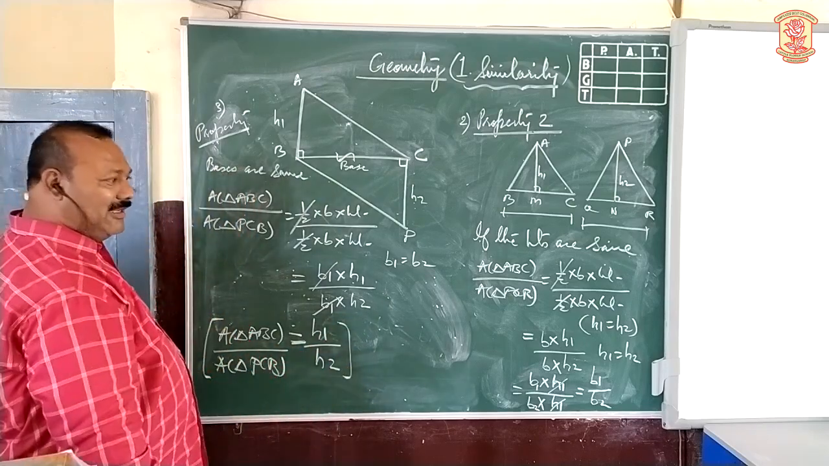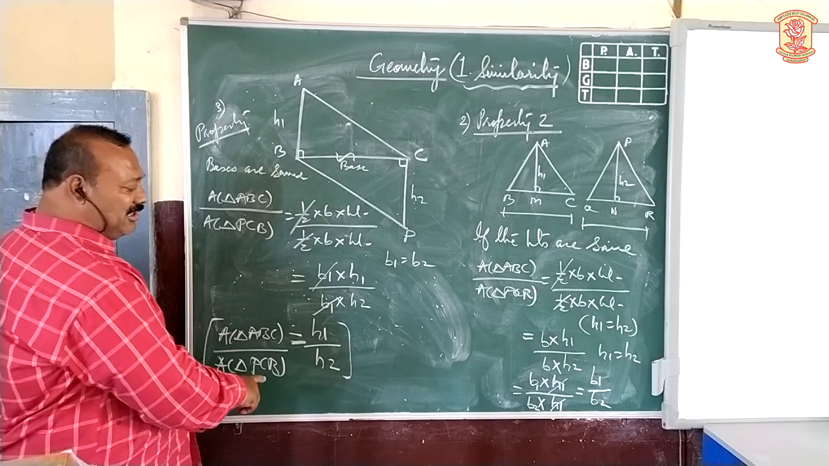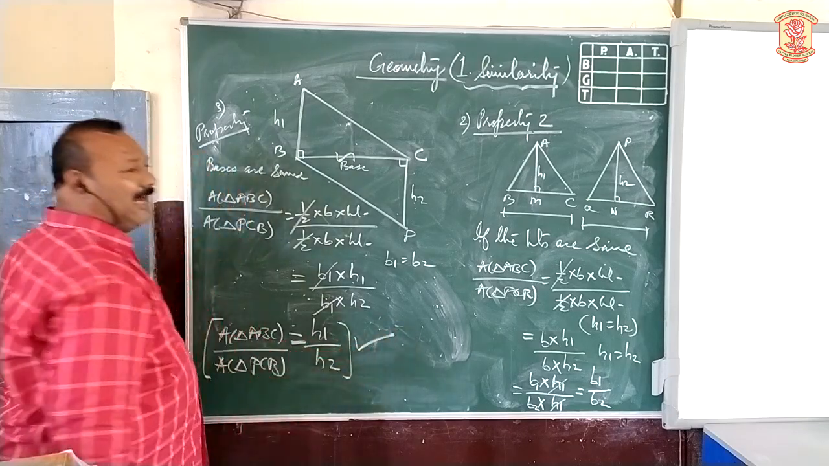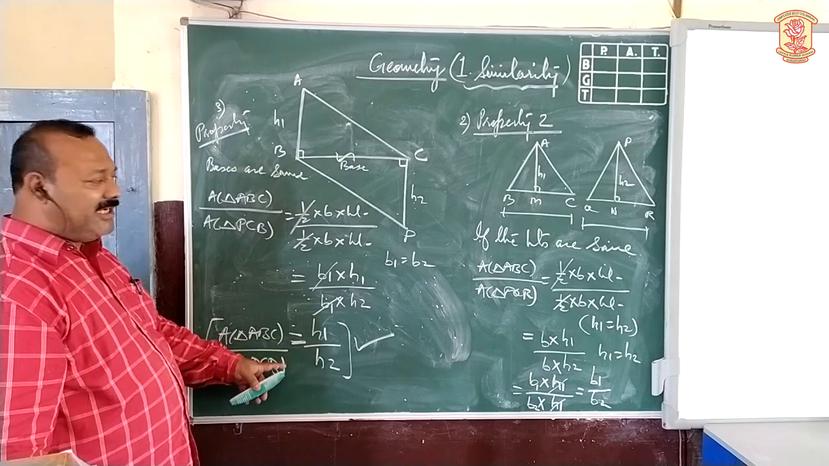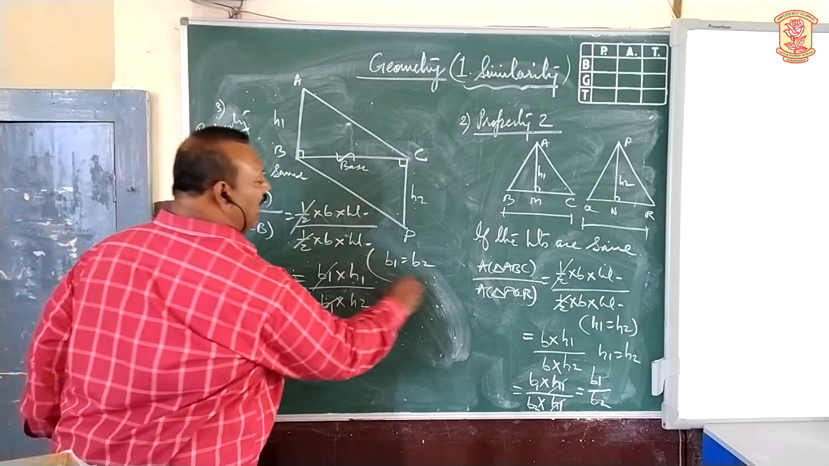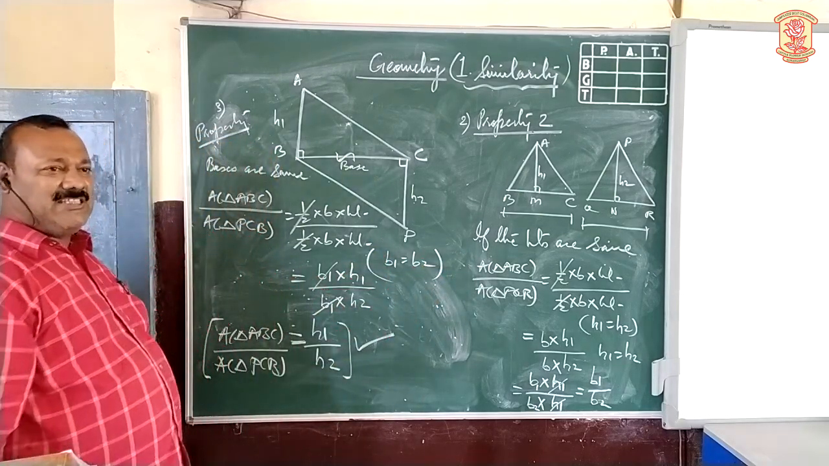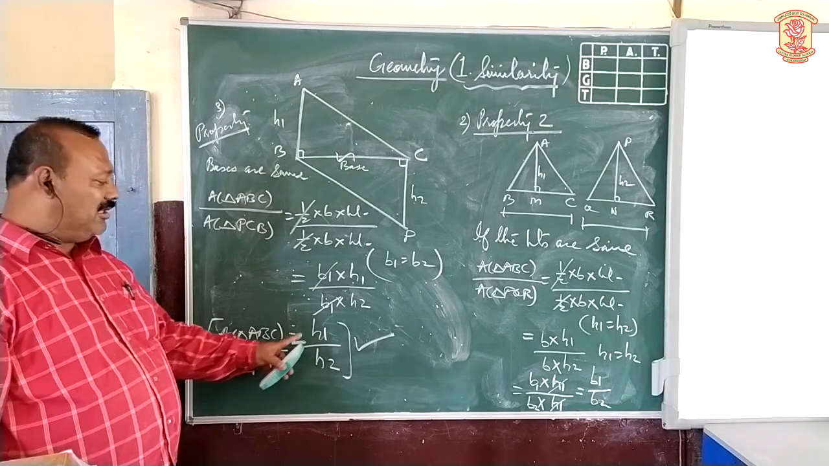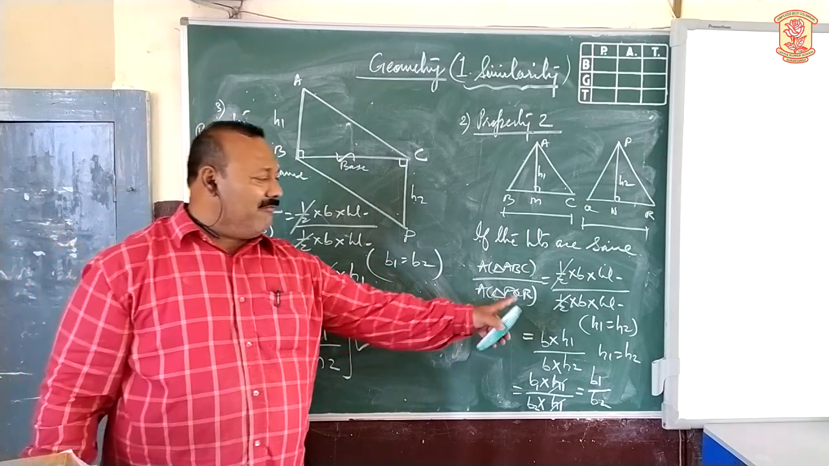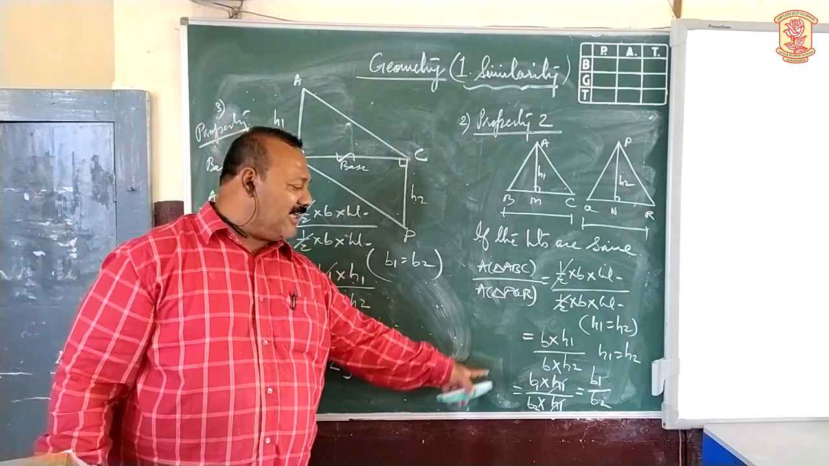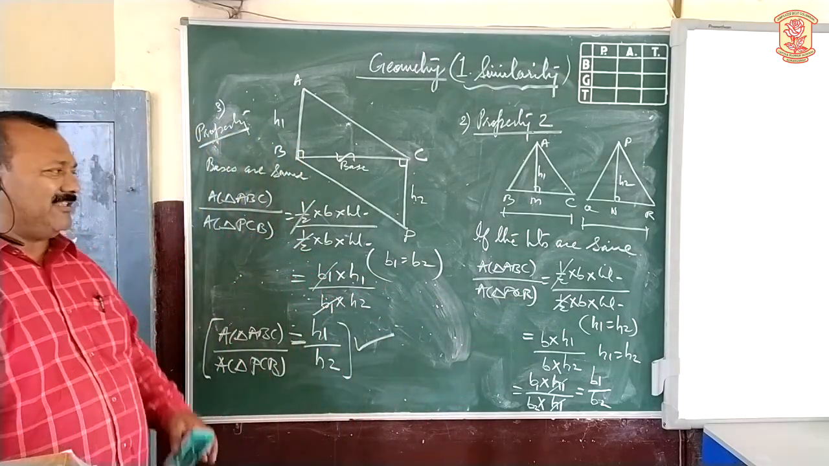The areas of two triangles are proportional to the corresponding altitudes when their bases are equal. Whenever the base is equal, areas are proportional to the corresponding heights or altitudes. And whenever heights are equal, areas are proportional to the corresponding bases.